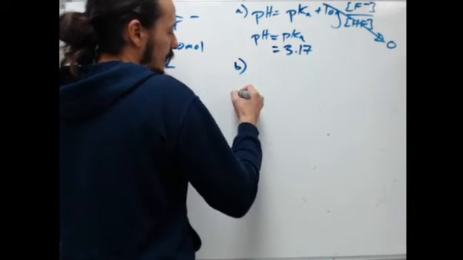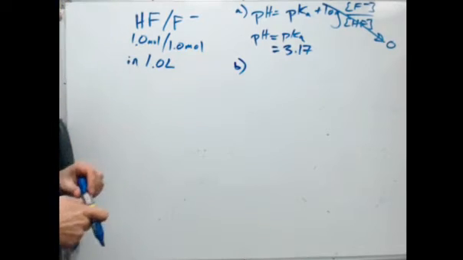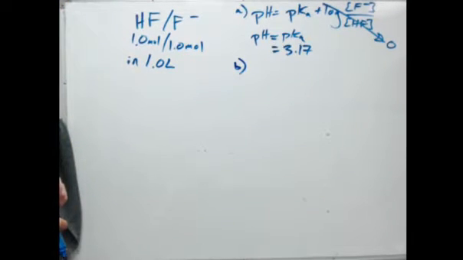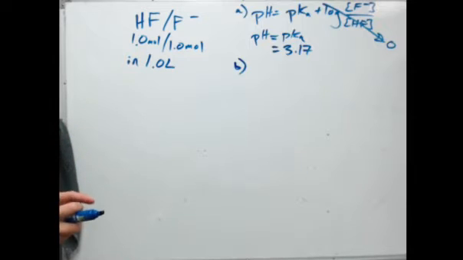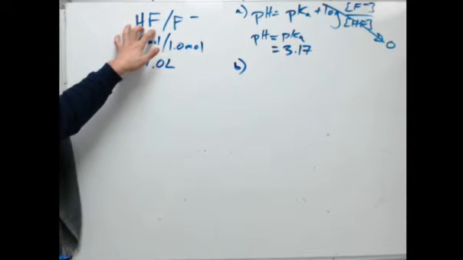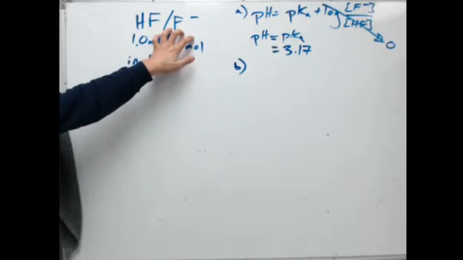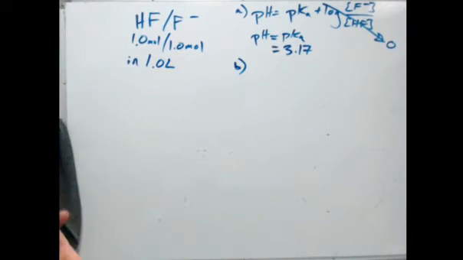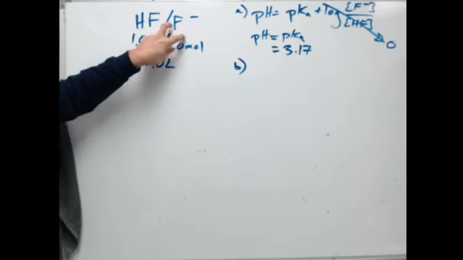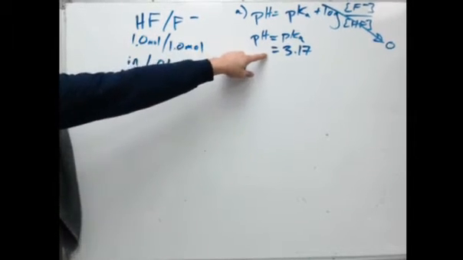Okay, part B. The neutralization reaction occurs when HCl is added. So when HCl is added, we have to think, is HCl going to react with hydrofluoric acid? Is it going to react with fluoride ions? So what's the important part? When we add HCl, what's the important thing we're adding? Is the chlorine important? No. Is the H plus important? Yeah, could H plus react with fluoride if we've got a weak acid?